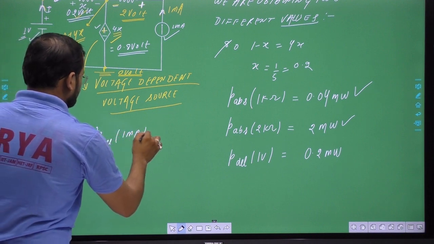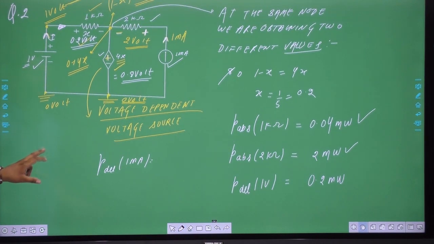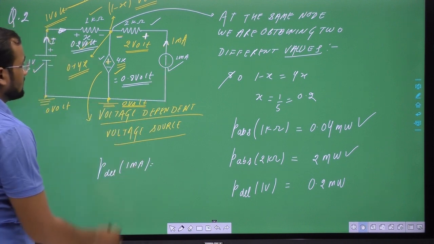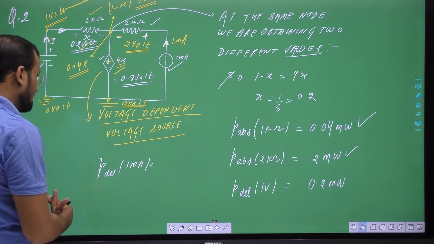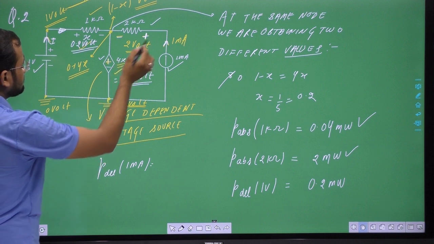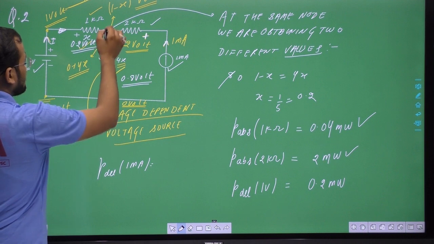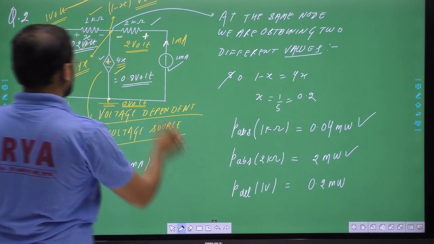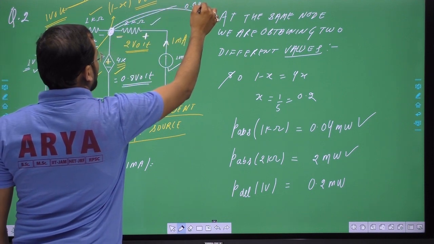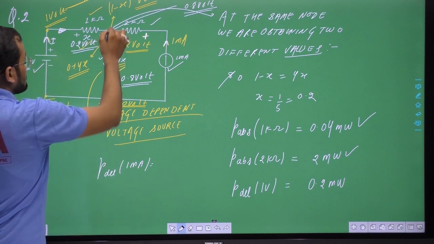Now next, power delivered by 1 milliampere. As we have to find power delivered by the 1 milliampere, let us first clear some points. At this point the value of the voltage is 0. With respect to this 0, the value at this node is 0.8 volt.